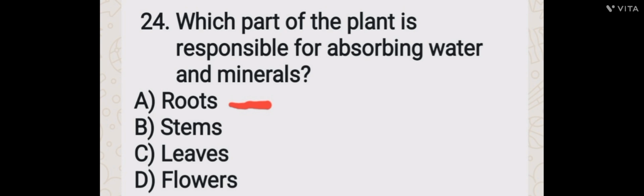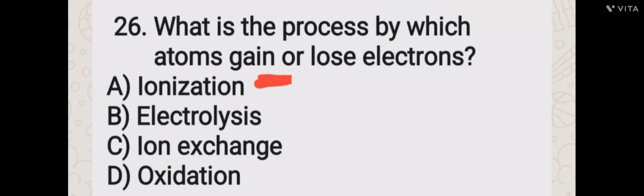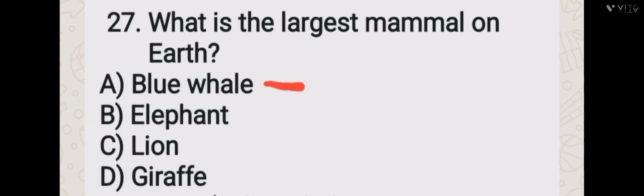Which part of the plant is responsible for absorbing water and minerals? Option A. Roots. What is the process by which a cell becomes specialized? Option C. Differentiation. What is the process by which atoms gain or lose electrons? Option A. Ionization. What is the largest mammal on earth? Option A. Blue whale.